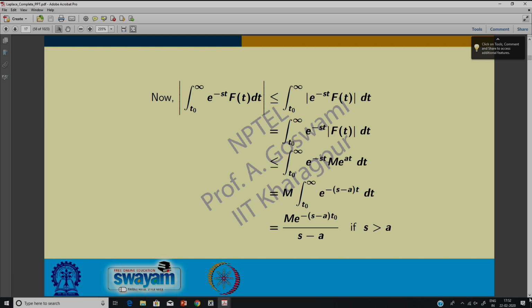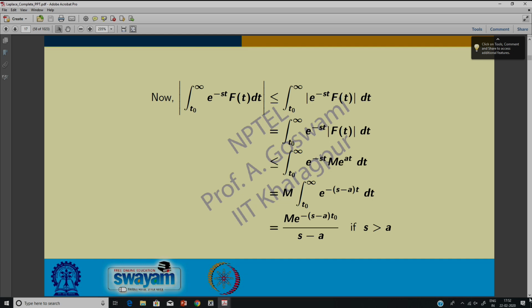So, effectively, to give the proof of this existence, I have taken the integral from 0 to infinity, and I am breaking it into two parts: from 0 to t0 and from t0 to infinity. For 0 to t0, since the function is piecewise continuous, the integral will exist and its value is finite.